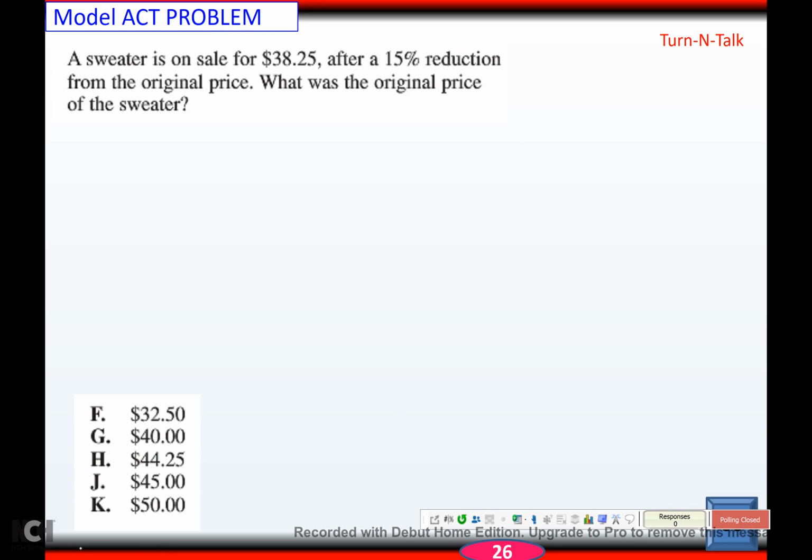Okay. Try this one. Hit pause. Come back when you're ready.